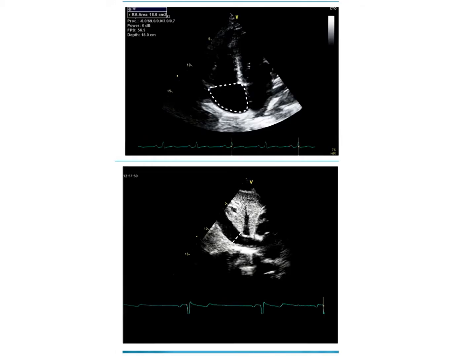And lastly, a right atrial or inferior vena cava abnormality is defined as right atrial enlargement, with a right atrial area on the four-chamber view of more than 18 square centimeters, or dilatation of the inferior vena cava of more than 2.1 centimeters with impaired respiratory variation.